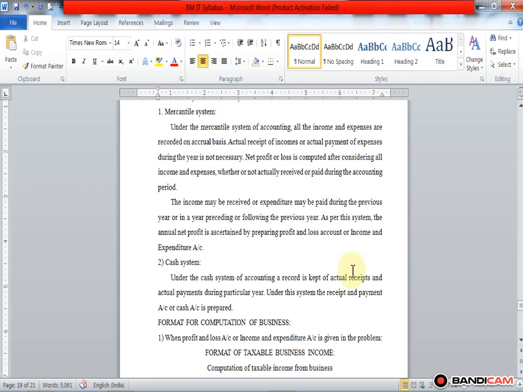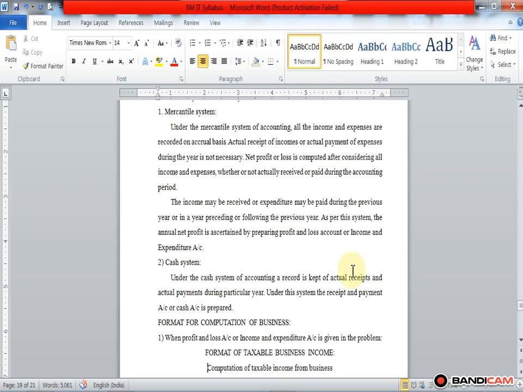Under the cash system of accounting, a record is kept of actual receipt and actual payment during a particular year. It means actual cash paid and actual cash received are recorded in the cash book. It's called the cash system. Under this system the receipt and payment account or cash account is prepared.